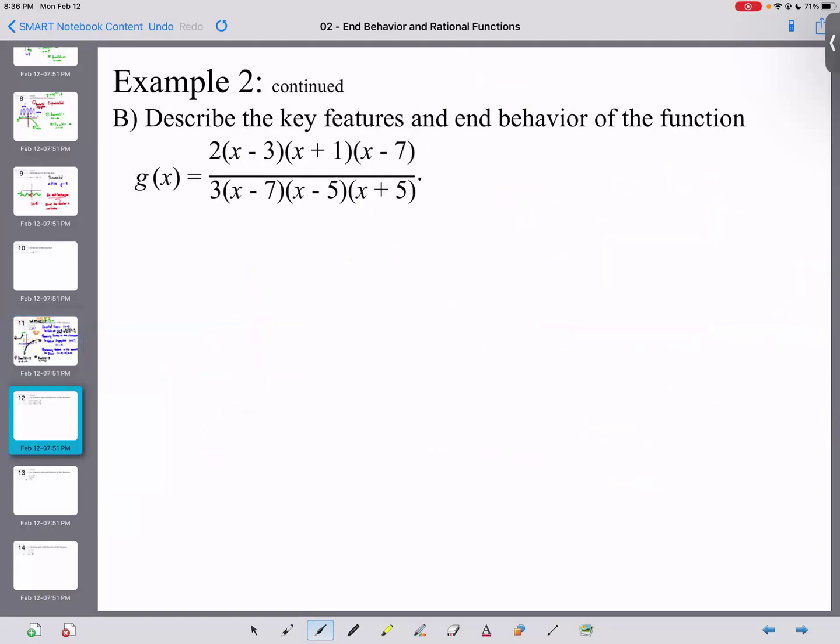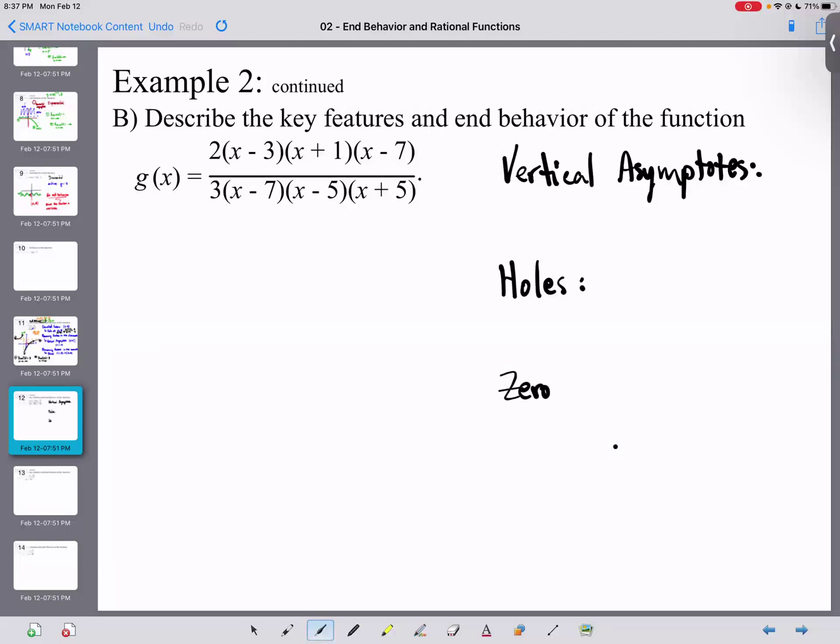But on part B, let's do this again. I'll go in this order. What are my vertical asymptotes? What are the holes? And what are our zeros? Let's do this first. Okay, check out the equation.